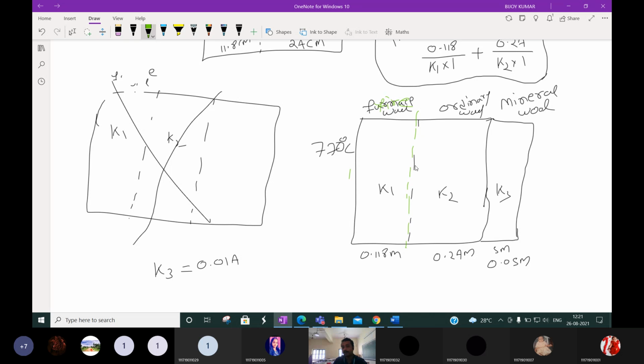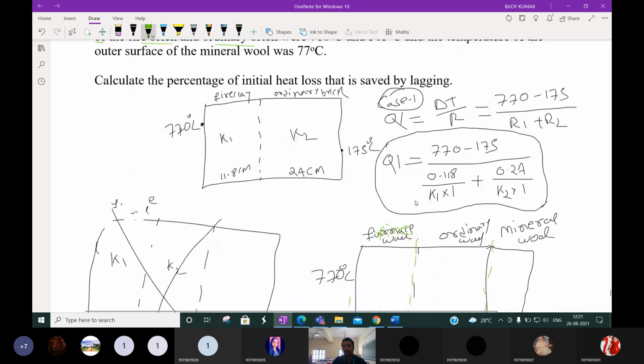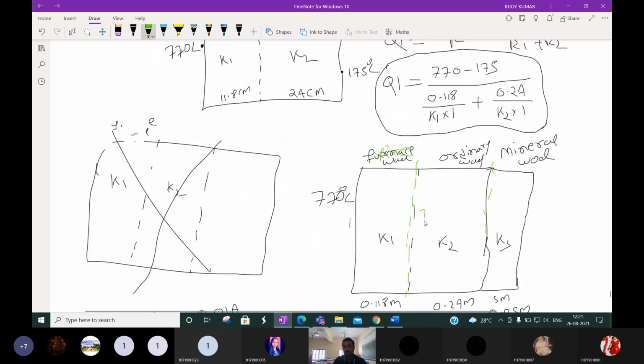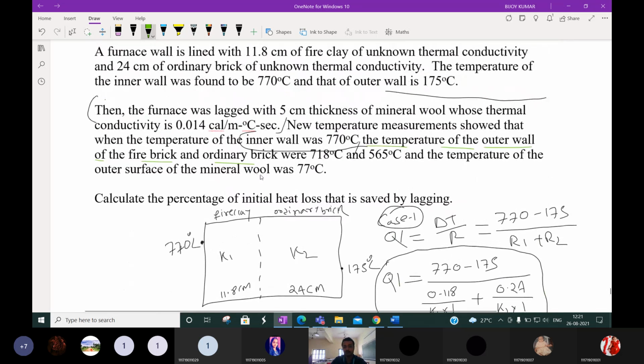This is the inner wall of ordinary. This is the outer wall of ordinary. And these two temperatures are given: it is 718 degrees centigrade and 565 degrees centigrade. Okay. And the temperature of the outer surface of the mineral wool.